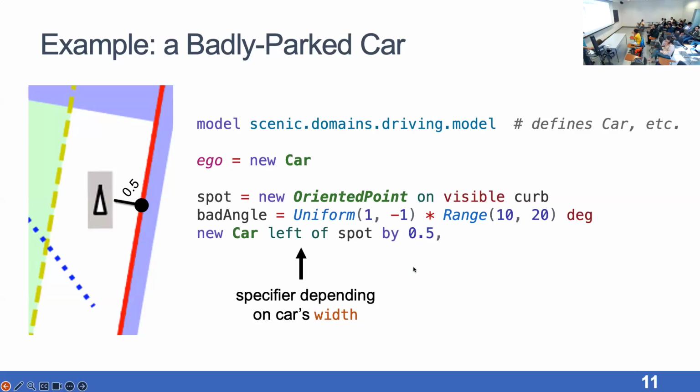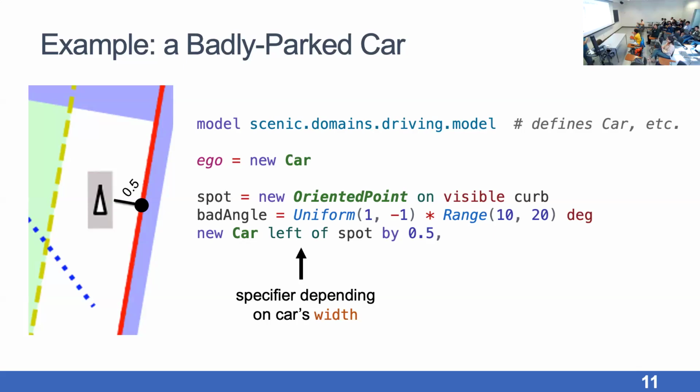So this specifier, if you look at the documentation, under the left of entry, it'll say it specifies the position property, and it depends on the width property. So specifiers can have these dependencies where they will specify certain properties in terms of others. And Scenic will figure out the order in which to sample all these things so that it can be evaluated and you end up with an assignment of distributions to all these properties. Or if you have a cyclic dependency, it'll give you an error.